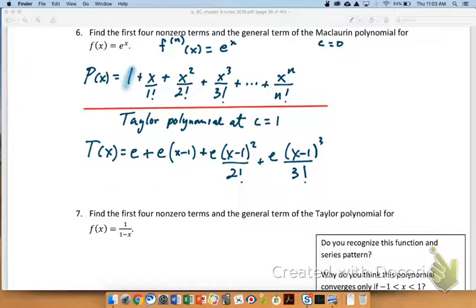So Jack said something about the nth term. Did anybody try the nth term here? I don't know. What could it be? It could be something like plus dot dot dot plus e times x minus 1 to the n over n factorial. Something like that.